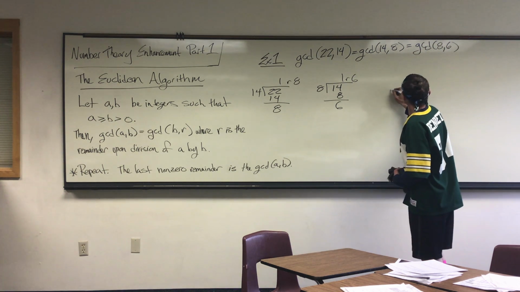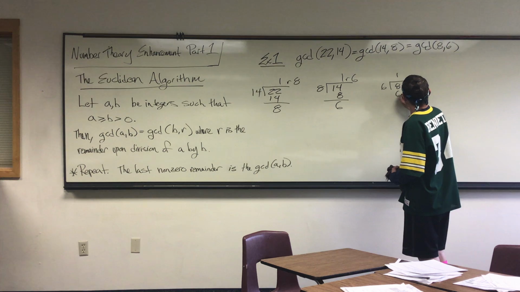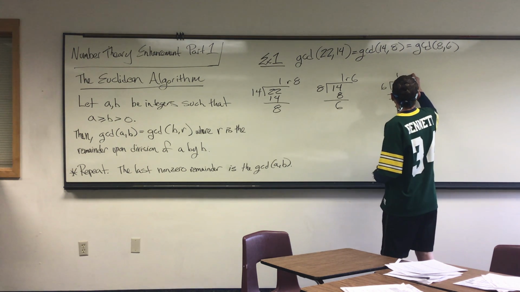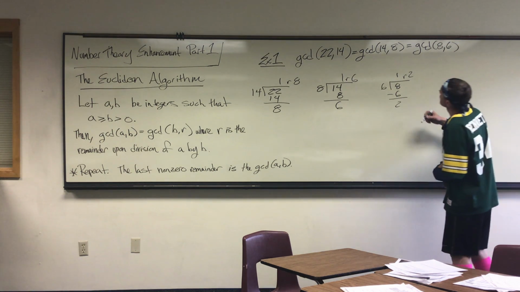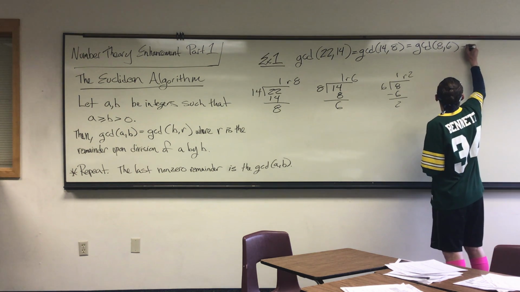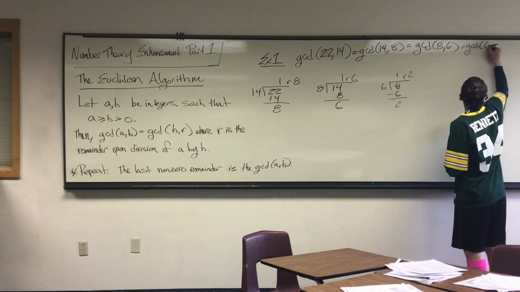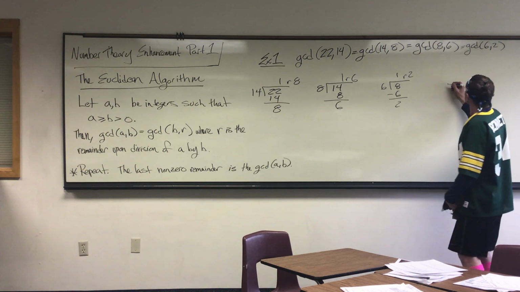We do it again. We take 8, we divide by 6. It goes in once, we subtract the 6, and we have a remainder of 2. Okay, so whatever the greatest common divisor of 8 and 6 is, it is also the greatest common divisor of 6 and 2. And so we do it again.